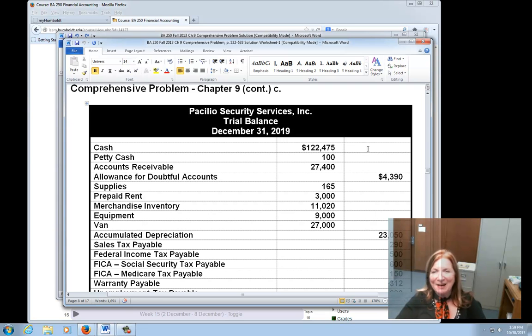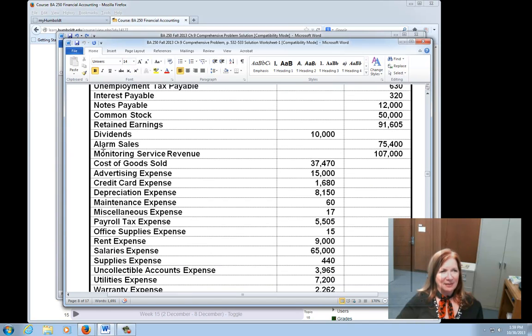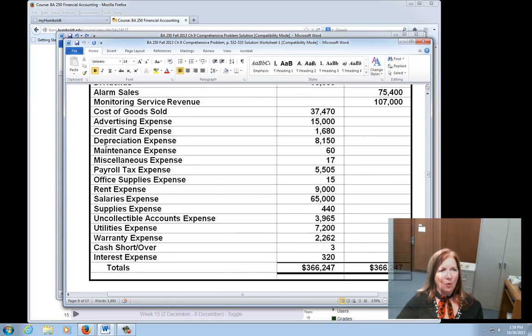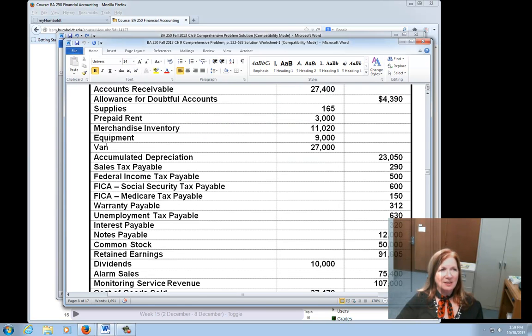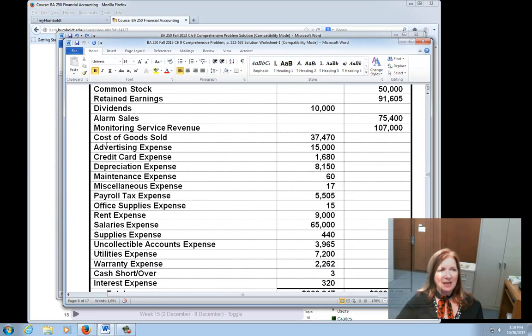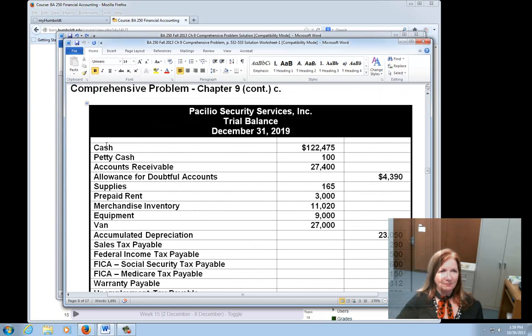So remember when it had 4 lines in it? Well, now it starts with cash. It's in the order of the accounting equation. So assets come first, liabilities come second, owner's equity comes third, revenues come fourth, and expenses come fifth. And so they're all listed here in their account names in order that they appear in the accounting equation.